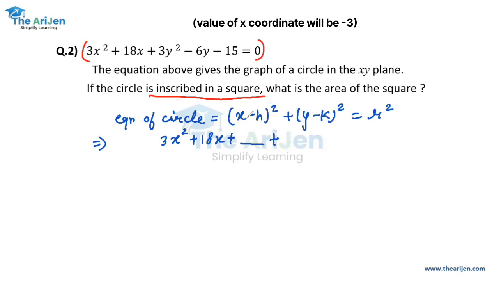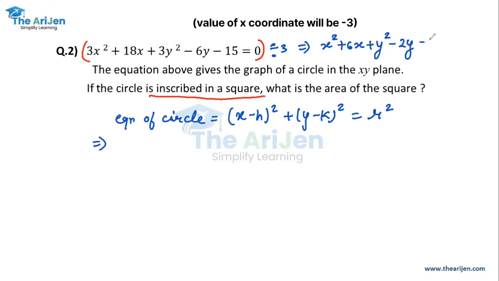First of all, I should have x square alone, so before that I am dividing this whole equation by 3. When I divide the whole equation by 3, I am getting x square plus 6x, then y square minus 2y, and then minus 5. So I'm getting x square plus 6x plus y square minus 2y minus 5 is equal to 0.